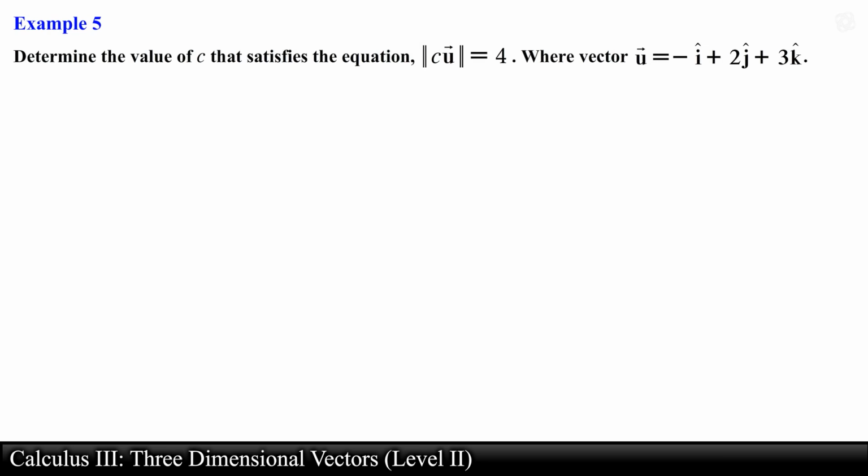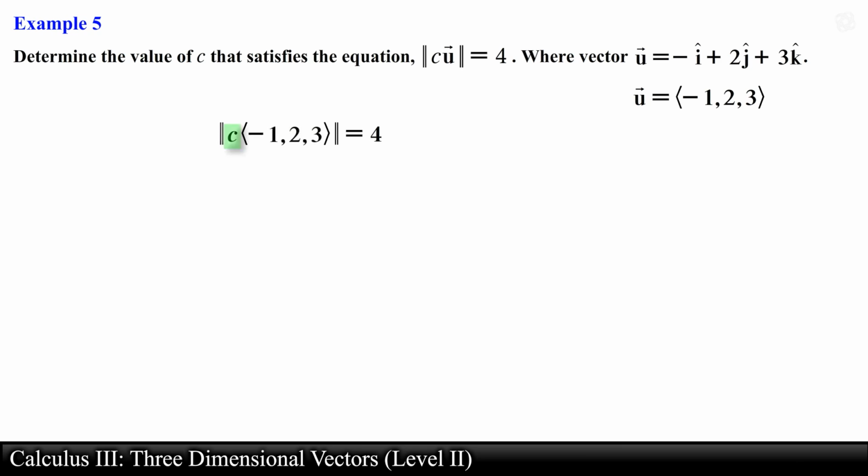Alright, let's try the next example. Determine the value of c that satisfies the equation: the magnitude of scalar c times vector u equals 4, where vector u equals -i plus 2j plus 3k. Alright, we want to find the values of scalar c that satisfies the vector equation. We are given vector u written with unit vectors, so we can go ahead and rewrite this expression into its component form as follows.